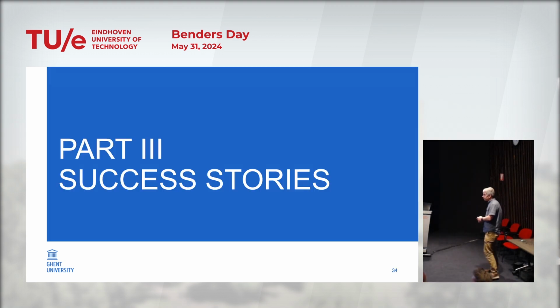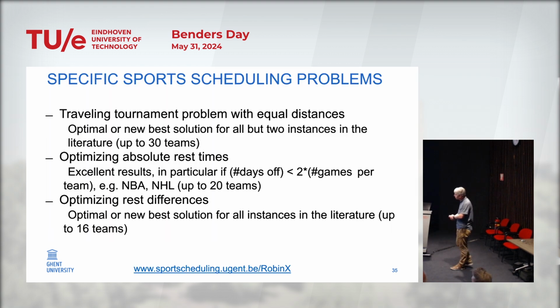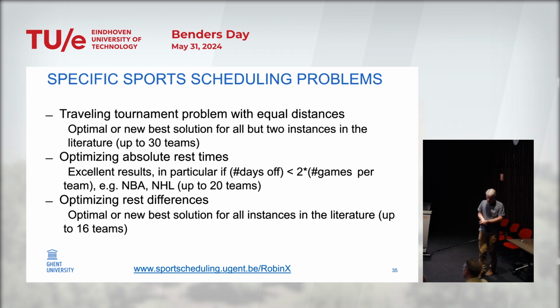All right. Let me conclude with some success stories. Okay. Back to the traveling tournament problem, which is the sports scheduling problem where we only look at travel distance. We want to minimize the travel distance that the teams have to cover during the tournament. There we looked at a special case where all the distances are equal. We were able to find optimal or new best solutions for all but 2 instances known in the literature, up to 30 teams.